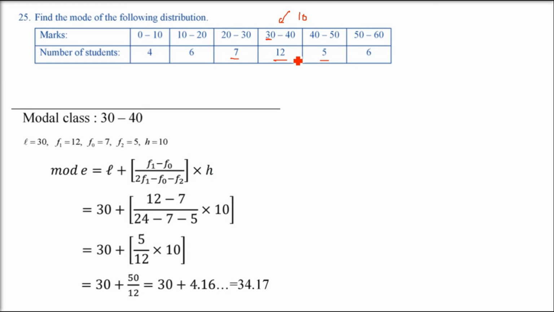The modal class is 30 to 40, because 12 is the highest frequency. L is the lower limit of this modal class, so L is 30. F1 is 12. F0 is 7, the previous frequency. F2 is 5, the next frequency. H is the class interval, 40 minus 30 is 10. Now we have a formula: mode is L plus F1 minus F0 by 2F1 minus F0 minus F2, multiplied by H. Put in F1 as 12, F0 as 7, 2F1 as 24, F2 as 5. Now it will be 34.17.